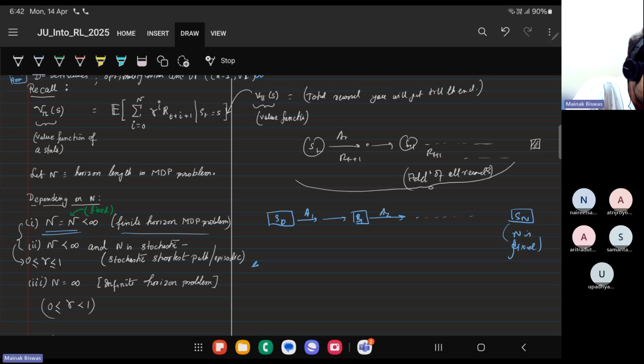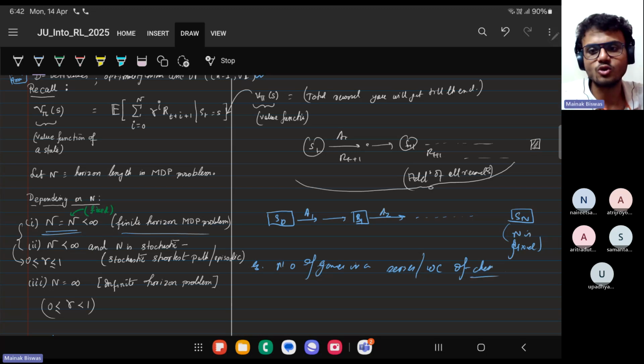So for example, the number of games in a series or in a world championship of chess. You know that you'll have to play 15 games in a world championship or whatever it is. Or you know that in a series I'll have to play 5 games. So it's a fixed number of steps. But in between, the actions, the rewards and the states will be stochastic. Is it clear to everyone? And if the number of steps itself is stochastic, we call it a stochastic shortest path problem or an episodic task. And the infinite horizon problem we'll be seeing later.